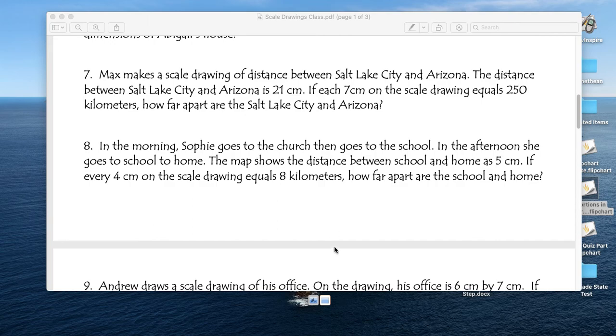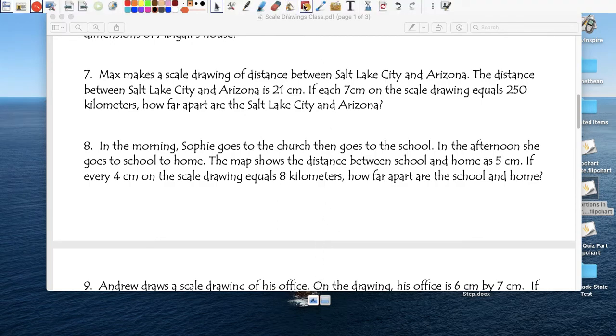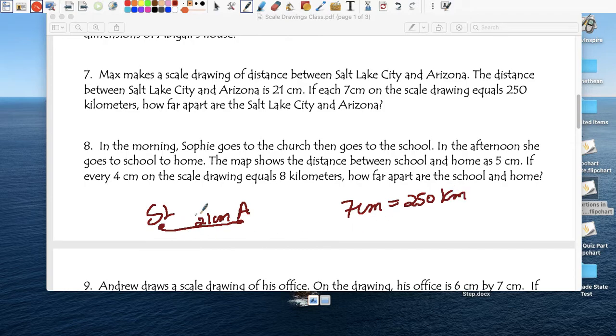Map scale drawing between Salt Lake and Arizona. Distance. Alright, so I'll put Salt Lake over here, Arizona over here. This is on the map. It's 21 centimeters. Right? We have our scale. 7 centimeters equals 250 kilometers. In real life, how much does this 21 centimeters represent? So I'm going to put 21 centimeters equals x kilometers, right?